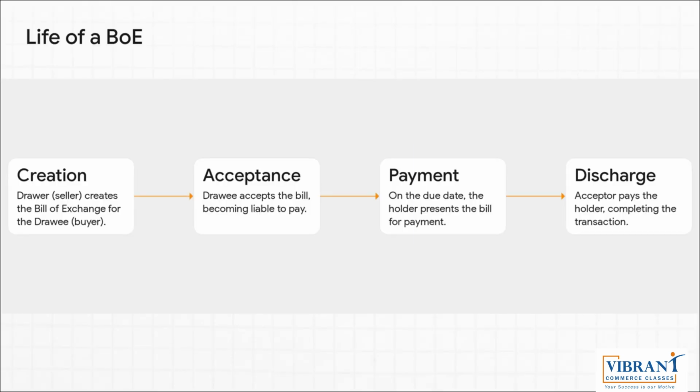So, let's walk through the life of a typical bill. It starts when the seller creates it and sends it to the buyer. The most important step is number 2, acceptance. When the buyer accepts it, they are now legally obligated to pay. Then, when the due date rolls around, the holder presents it, gets paid, and the instrument's job is done.